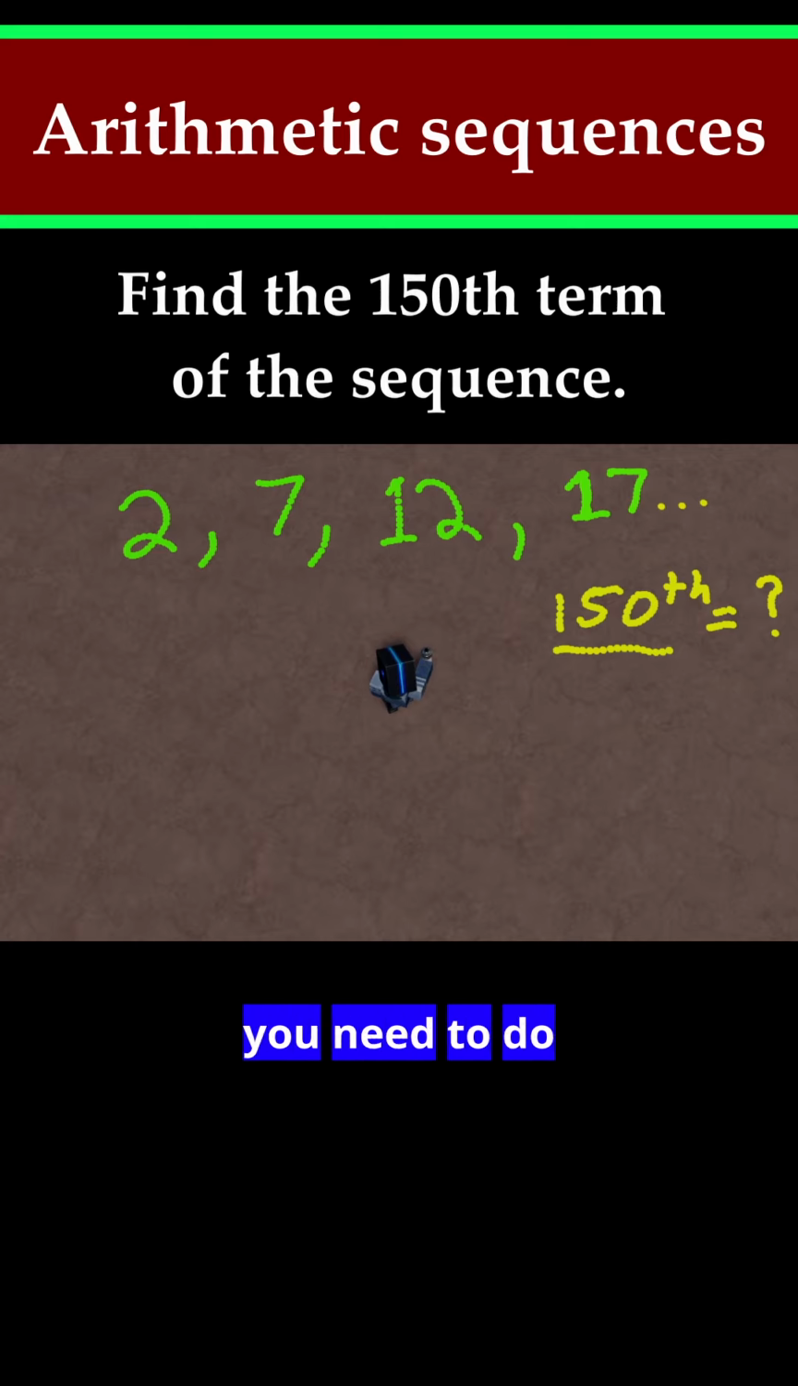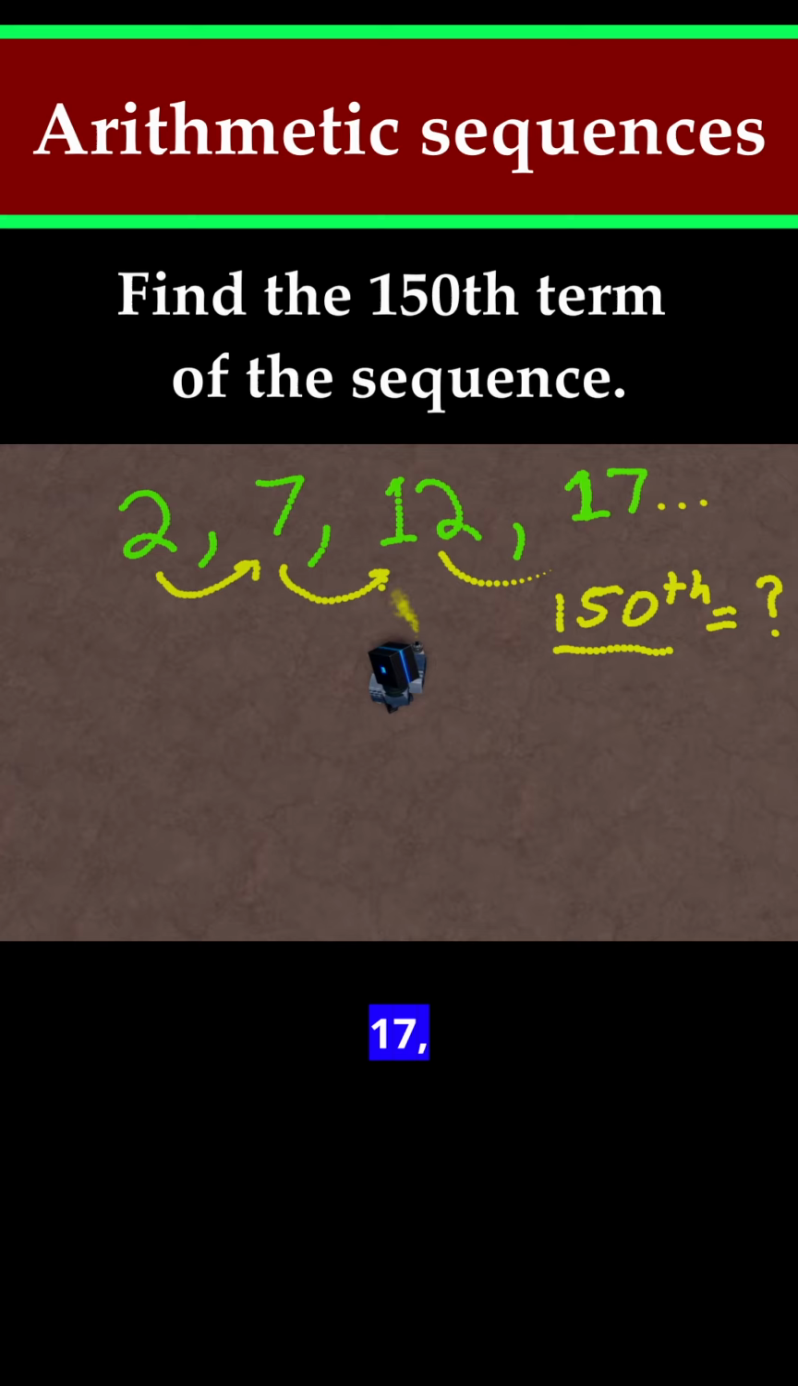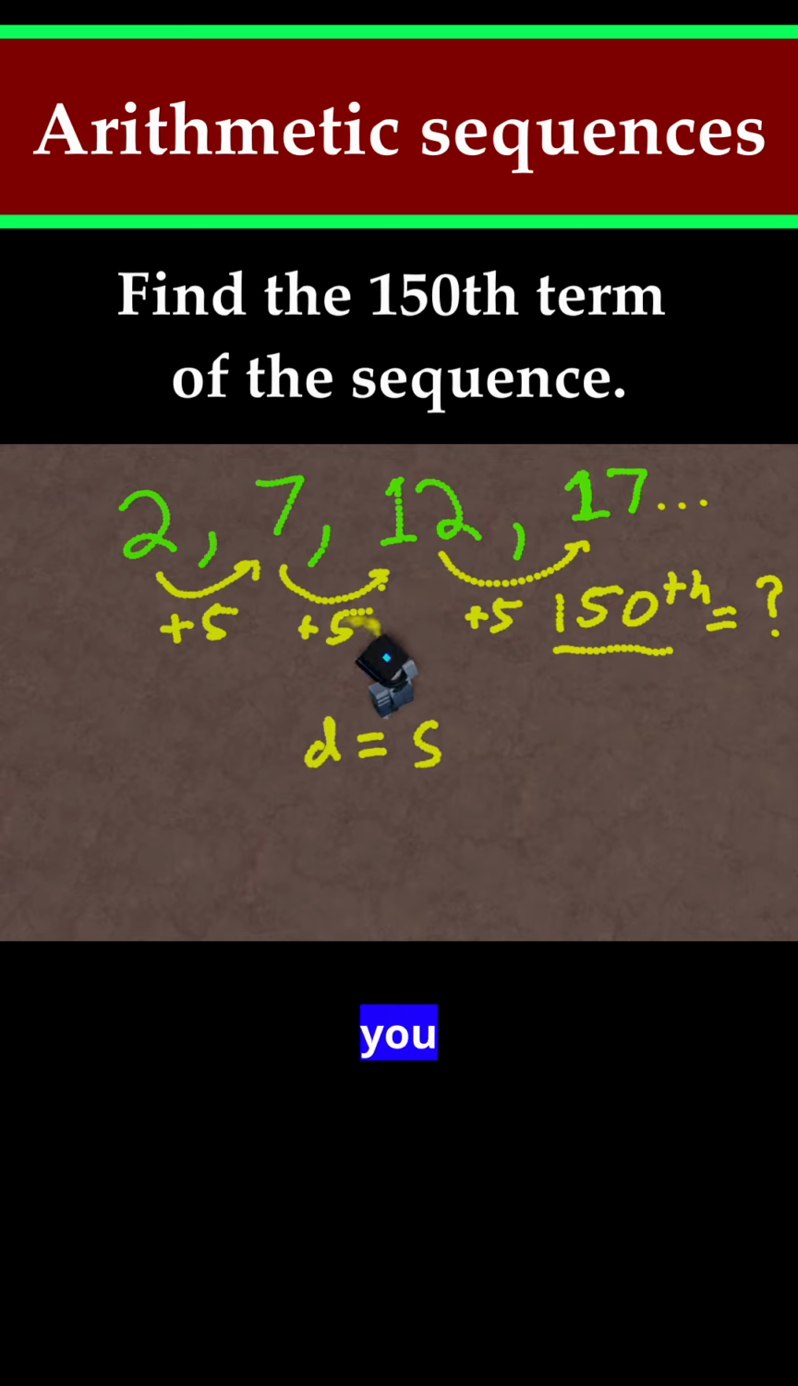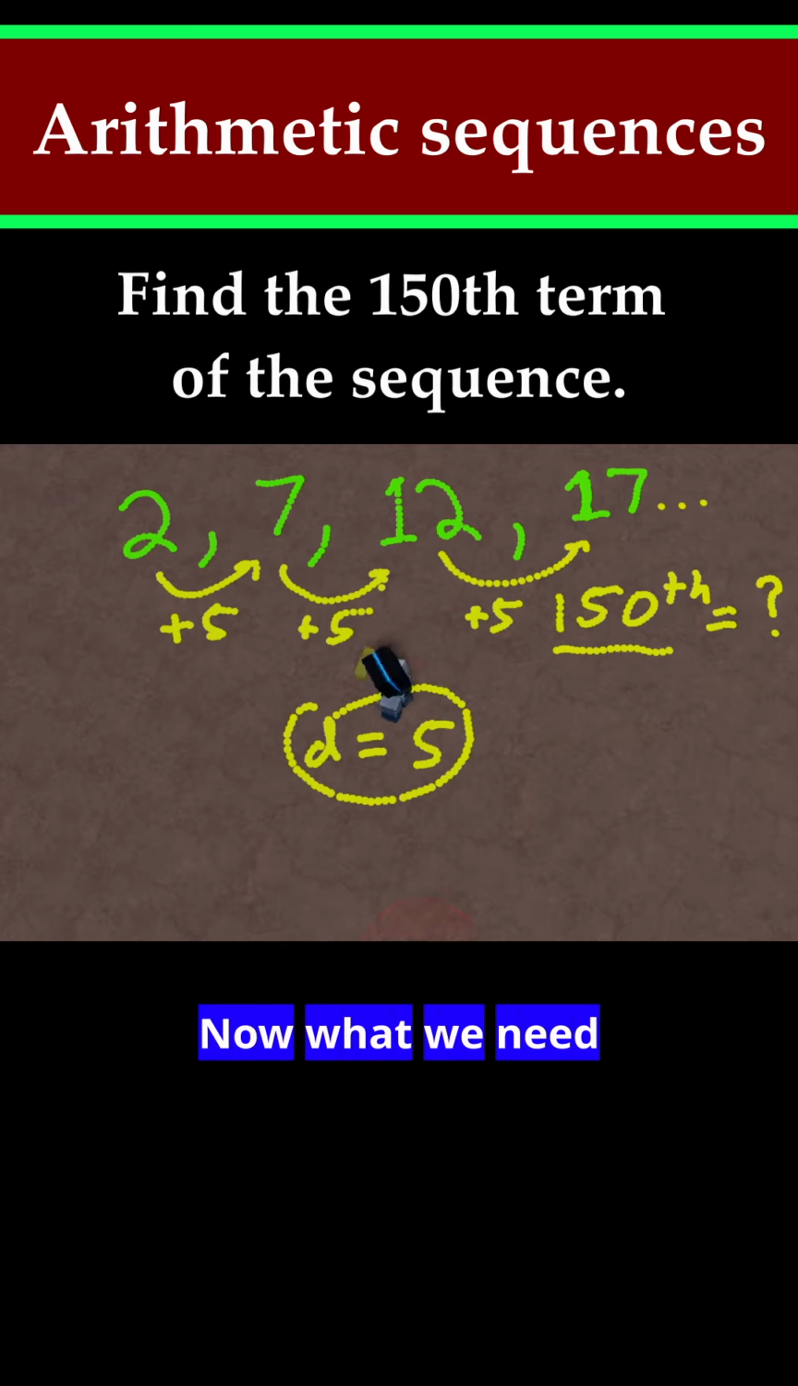So the first thing you need to do is see how much we are adding each time. From 2 to 7, 7 to 12, 12 to 17, how much are we adding each time? Well, that's just plus 5 each time. So we're doing plus 5, plus 5, plus 5. And then we can say that this is the common difference. So the common difference, which you usually write as a d for these problems, is 5. So that's the first thing we need to know.